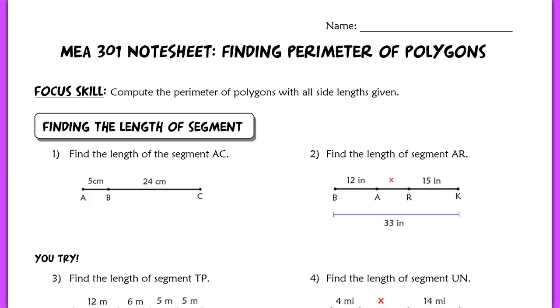This lesson is for MEA 301. Today our focus skill is going to be to compute the perimeter of polygons with all side lengths given. We're actually going to begin with a review skill here of finding the length of a segment.